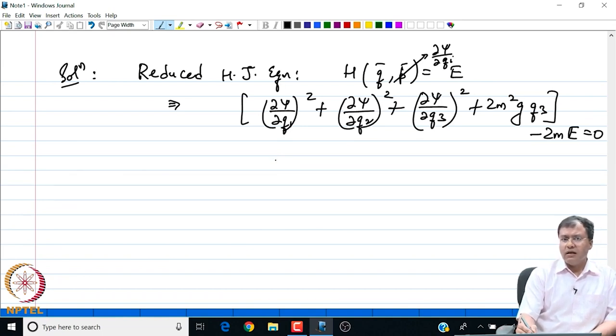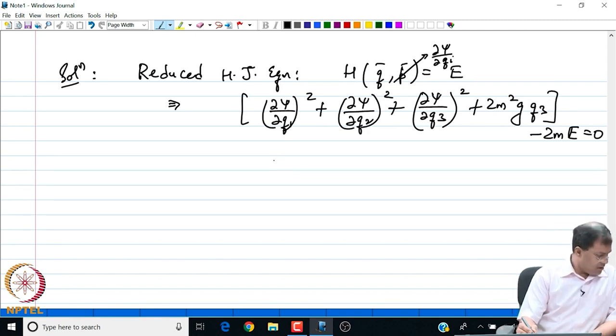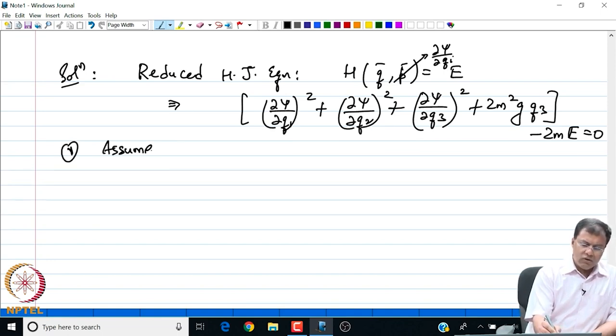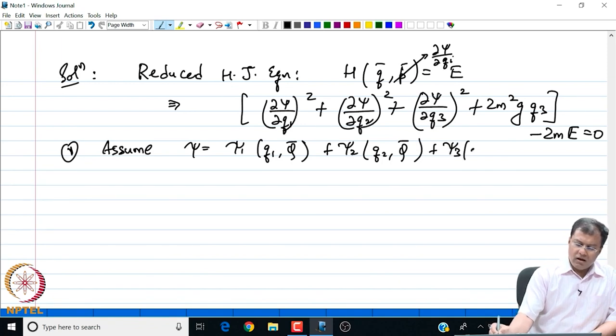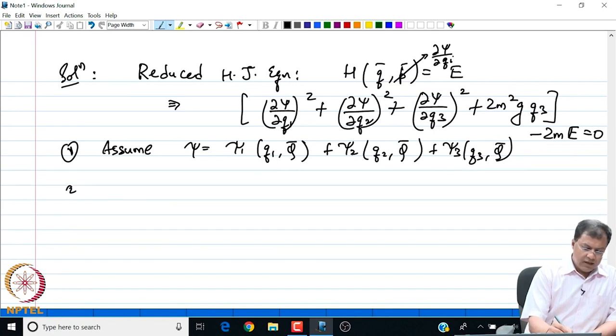We have to separate variables. The first step involves identifying the functions g_k in which the variables q1, q2, q3 can be clubbed together. So, first of all, step 1 involves assuming a separable solution. Assume psi is psi1 of q1 comma q bar, plus psi2 of q2 comma q bar, plus psi3 of q3 comma q bar. The second stage is identifying g_k.